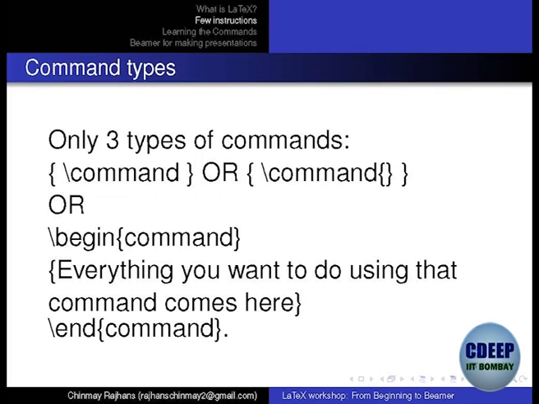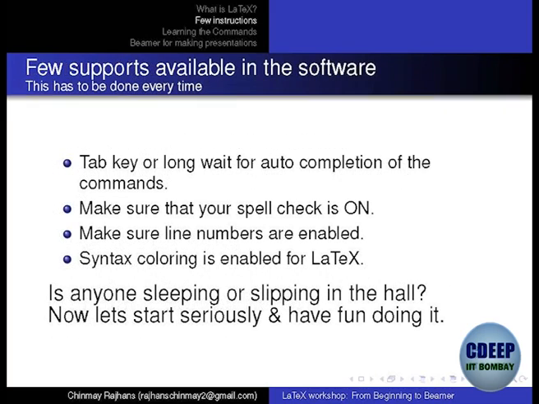There are three types of commands. One is a backslash command without any brackets; anything outside will define the environment. The second type is a backslash command followed by empty curly brackets, and inside the curly brackets you give your environment. And the third type, most commonly used, is the begin command and end command. Tab key or enter will autocomplete.